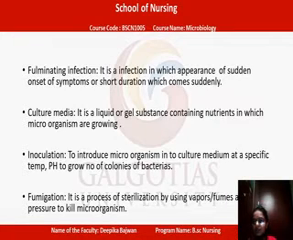So now we come to the next term, culture media. Culture media is a liquid or gel substance containing nutrients in which microorganisms grow. It is basically a gel substance used to grow bacteria in an artificial medium. That is known as culture media. An example of culture media is agar gel. We use agar gel to grow bacteria artificially.